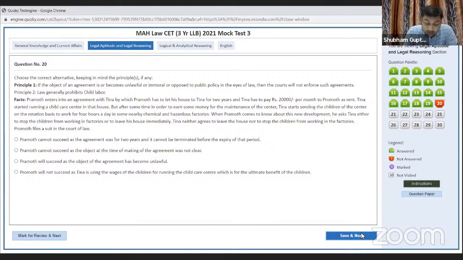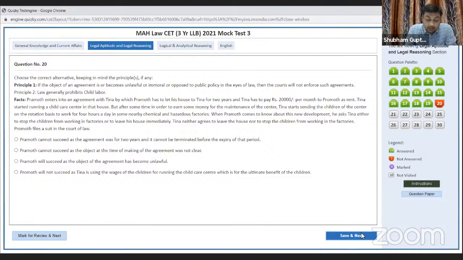Let's read. Pramod enters into an agreement with Tina by which Pramod was to let his house to Tina for 2 years and Tina was to pay 20K per month to Pramod as rent. Tina started running a child care center in that house, but after some time, in order to earn some money for the maintenance of the center, Tina starts sending the children of the center on rotation basis to work for 4 hours a day in some nearby chemical and hazardous factories. When Pramod comes to know about this new development, he asks Tina either to stop children from working in the factories or to leave the house immediately. Tina neither agrees to leave the house nor to stop the children from working in the factories.